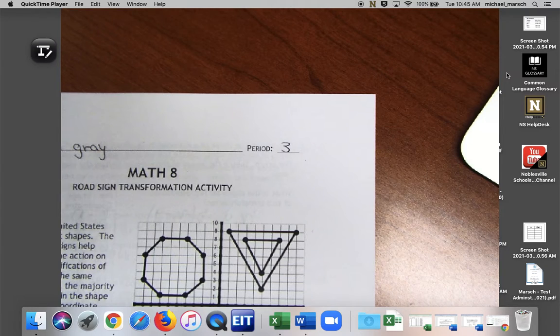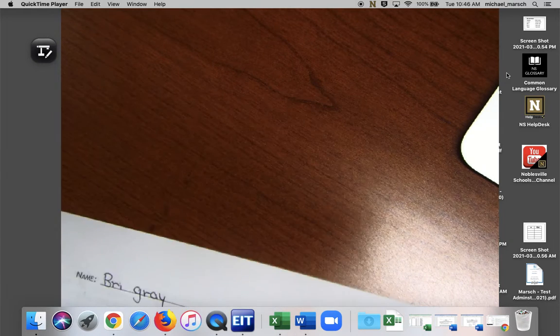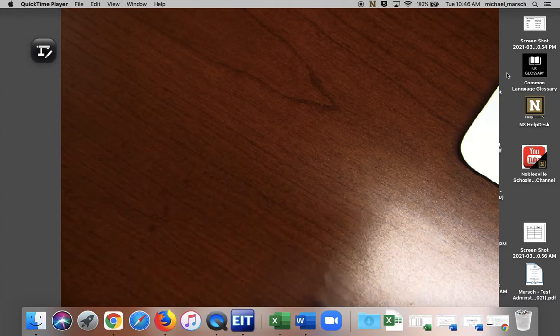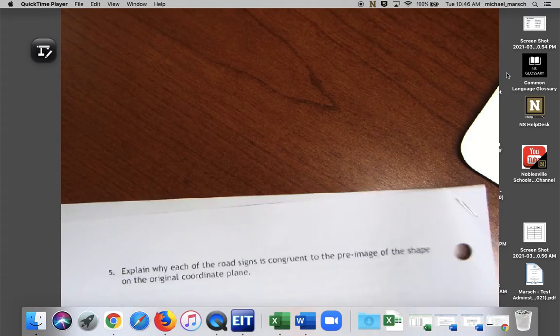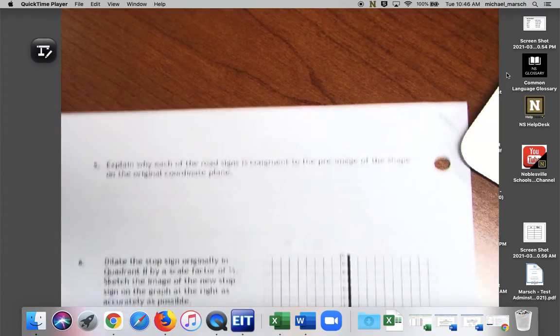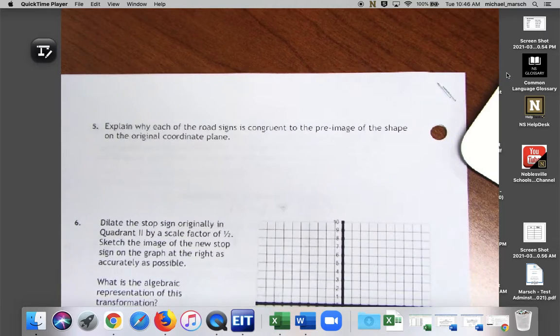It's over corresponding parts of different shapes. So starting with your pre-image and your image, how do they correspond? Are they similar or congruent? Okay, so we are roughly about here, depending on which class you are. We may or may not have answered number 5.